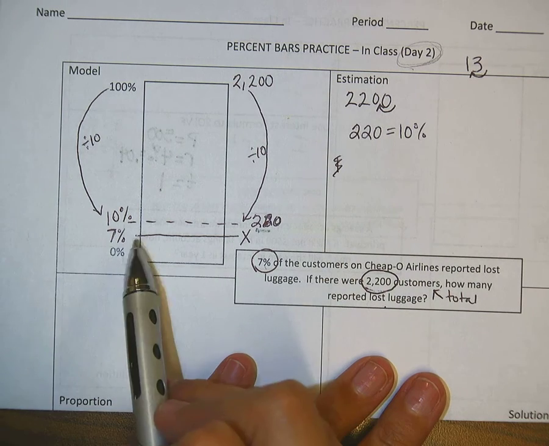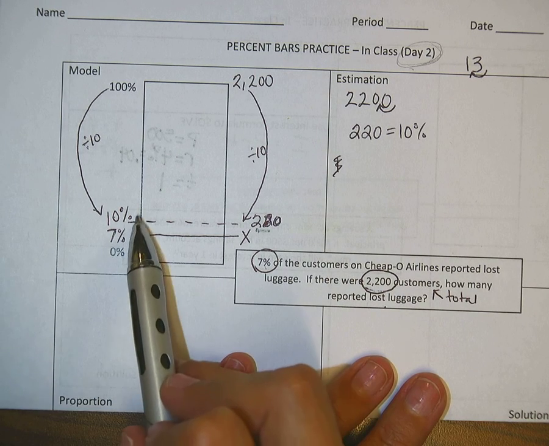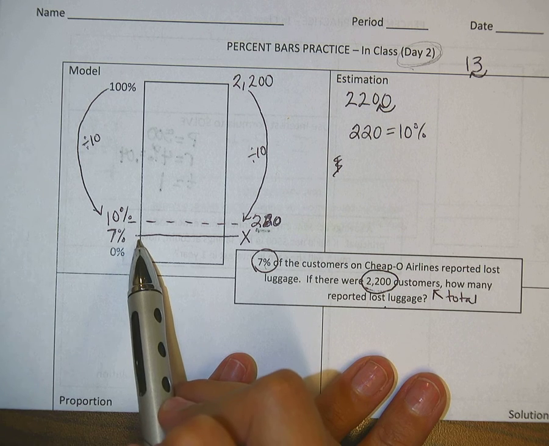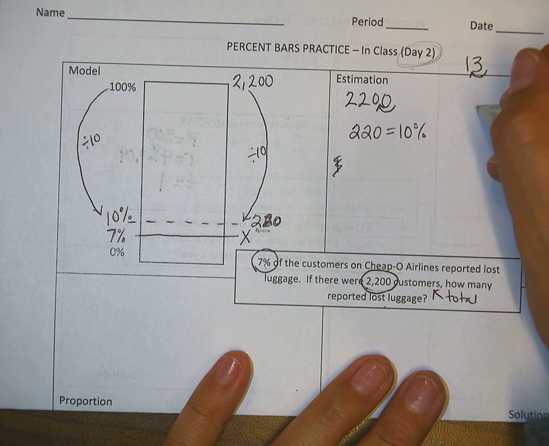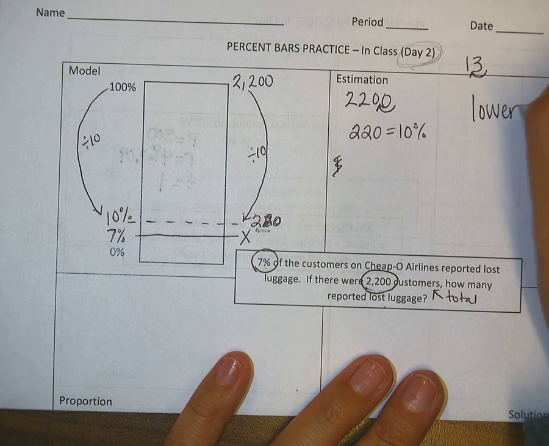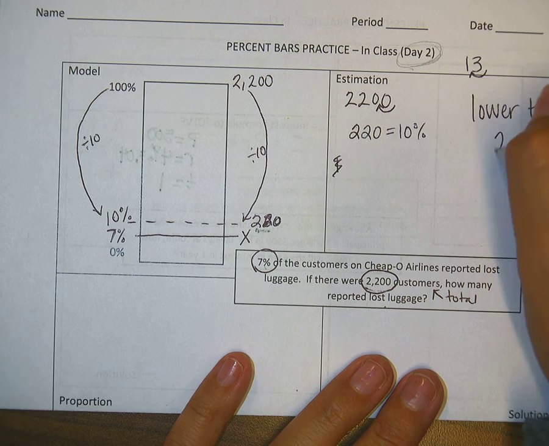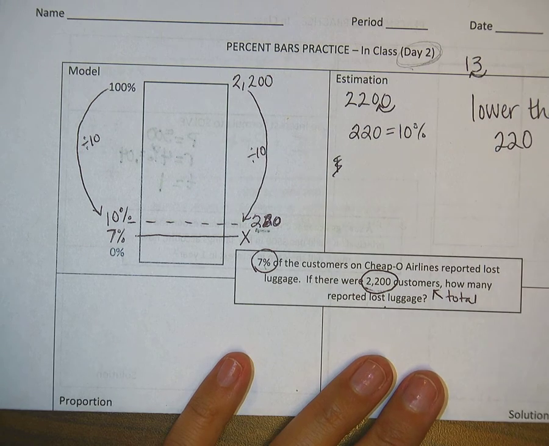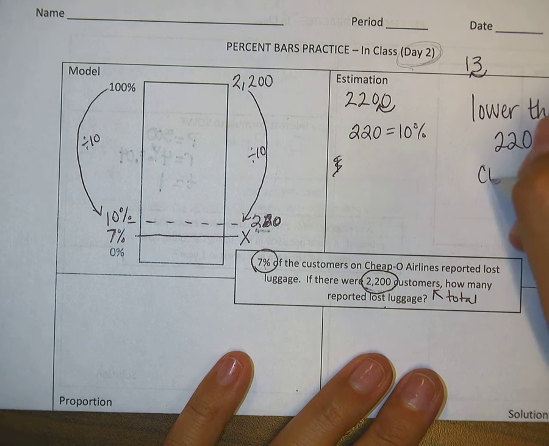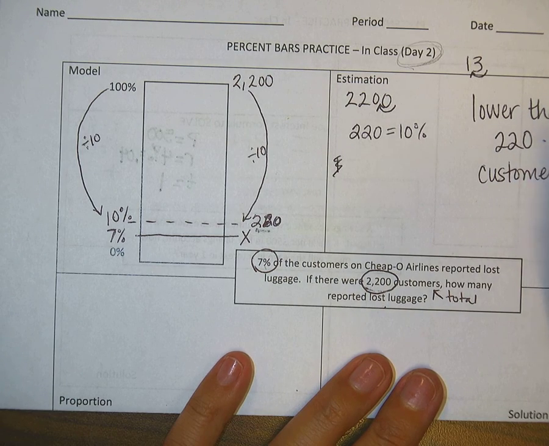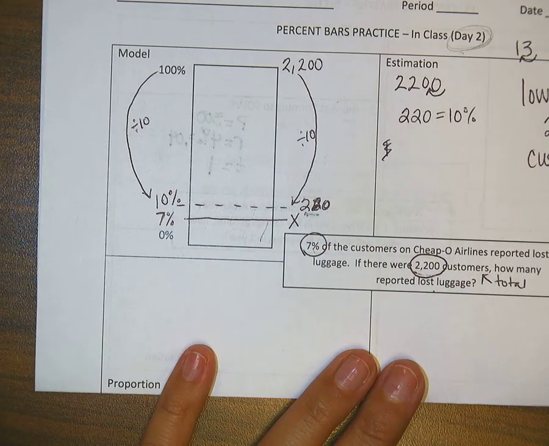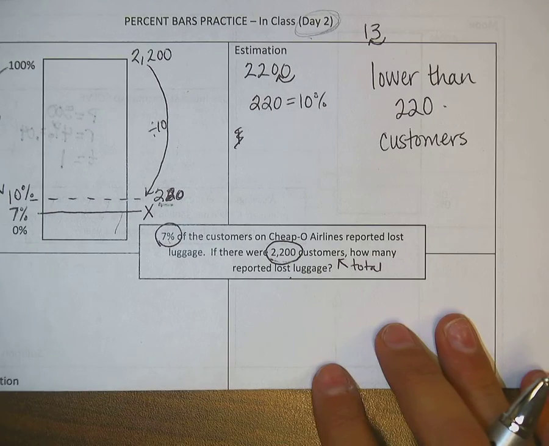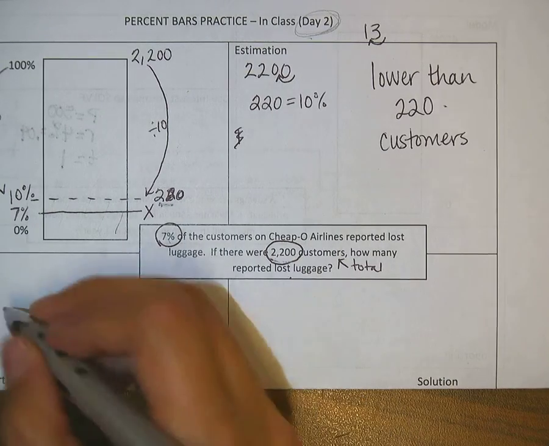Now I can go ahead and find my estimated answer because 10% is pretty close to 7. I know that my actual answer has to be lower than 10%, so then my answer of 220 is a little high. I could say lower than or fewer than. Okay, lots of different word choices. So lower than 220, what are we looking for? Customers. Okay. And that is a small amount compared to the total of 2,200. So lower than 220 customers.